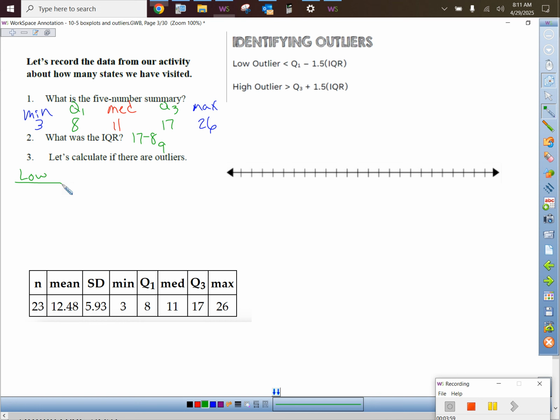You could have one that's low, you could have one that's high, and yes, you could have both, right? You know, you could have one that's too low and too high. So here's how you find the low outlier. We do Q1, which is 8.